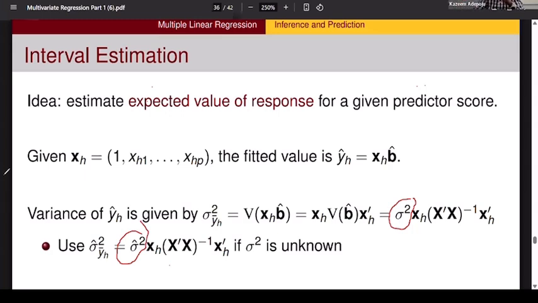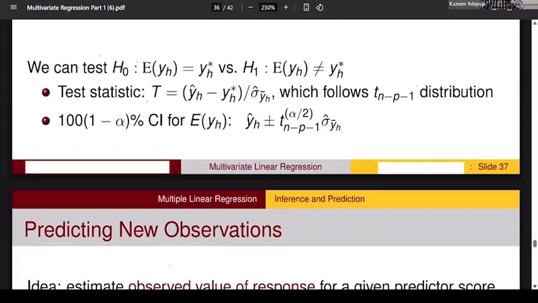Now, if I want to perform statistical inference on a prediction, statistical inference means construct a confidence interval, which I just showed you, or test hypotheses about the prediction. The prediction I'm talking about is not for an individual, but for the average.